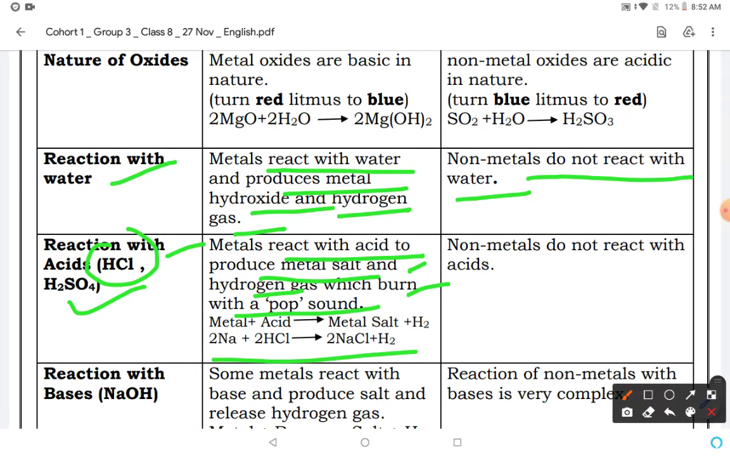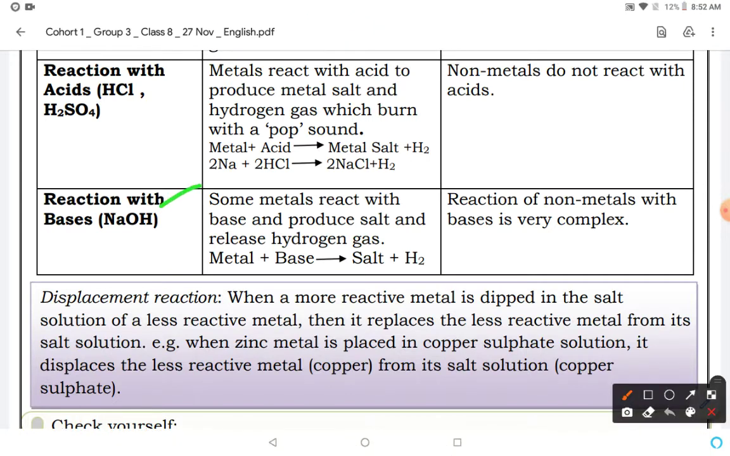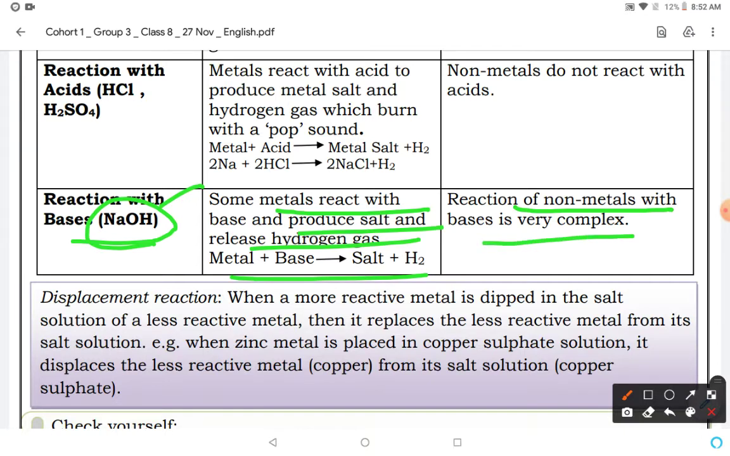Here the reaction is given. Sodium is a metal, HCl hydrochloric acid is an acid. When metal reacts with acid, it produces metal salt. Sodium chloride is a metal salt, common salt, and H2 gas. Non-metal does not react with acid. Now reaction with base. An example of base is sodium hydroxide. Some metals react with base and produce salt and release hydrogen gas. Here the reaction is given. The reaction of non-metal with base is very complex.